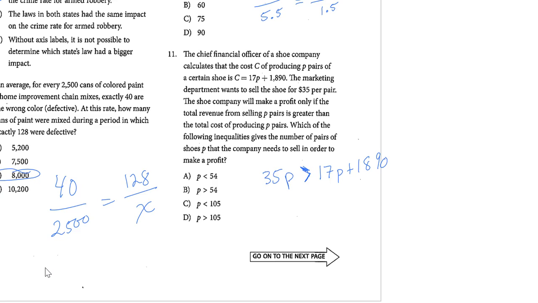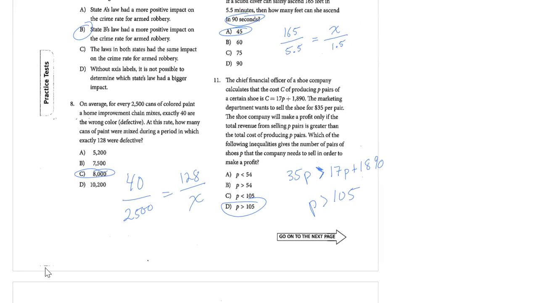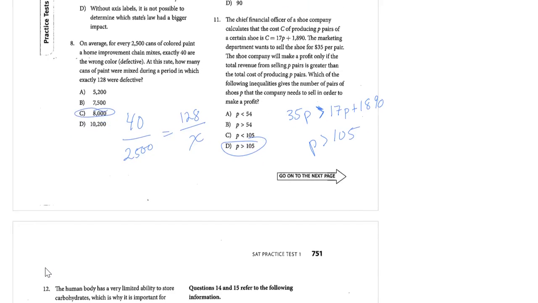So if we go ahead and solve this one, we could subtract 17p from both sides, divide, and we'll end up with p is greater than 105. So it'd be choice D. So again, just working with writing those equations. And again, once we get through this video of doing the work on here, I'm actually going to reference a bunch of other videos that are kind of going to be good practice for that.